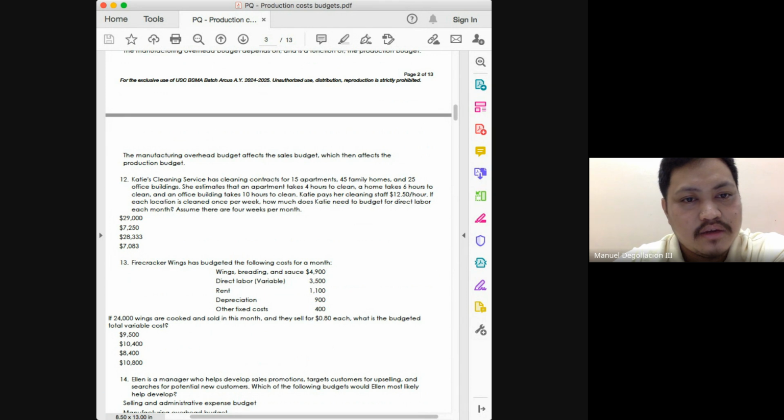You have 15 apartments, and you know that you need how many hours to clean one apartment? You need 4, so that would be 60. Then you have 45 homes, and each home will require 6 hours to clean. So 45 times 6, that's 270. And then you have 25 buildings, and each building requires 10 hours.